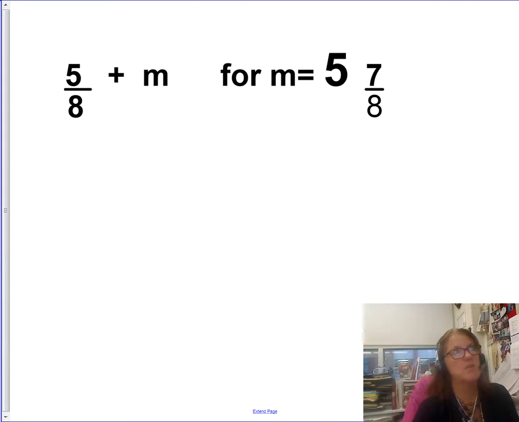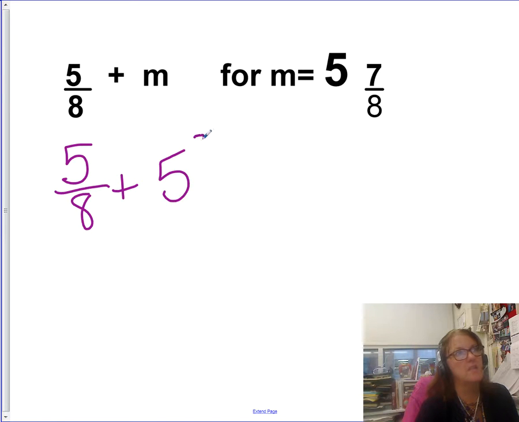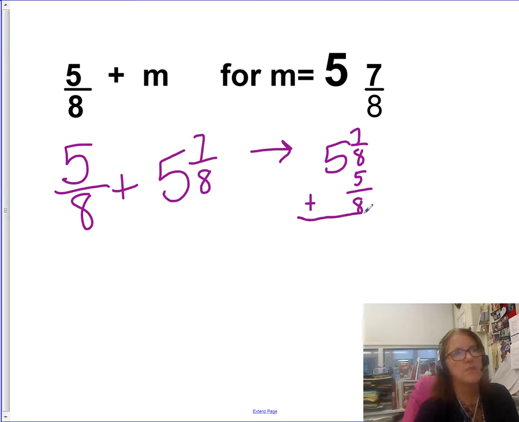I think we have one last one here. 5/8 plus m. And I'm asking you, let 5 7/8 stand for m. Okay. Hey, I've got to do this vertically because that's just kind of how I roll. Okay. 5 7/8 and 5/8. I guess I put the 5 7/8 on top, but that's okay. Line up your fractions, line up your whole numbers. There doesn't have to happen to be a whole number here, so think of it as 0 if you like.